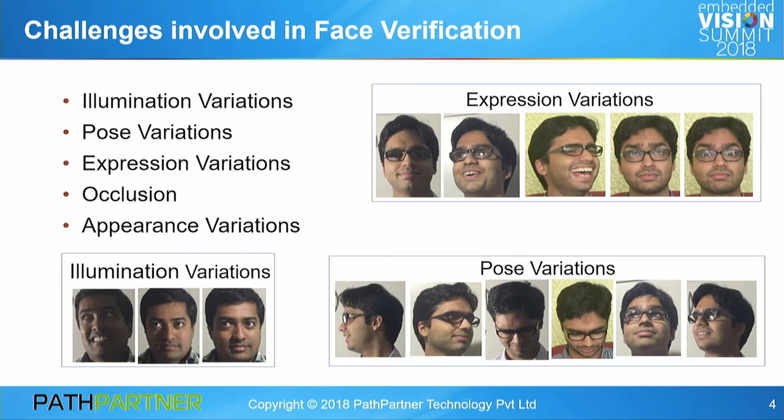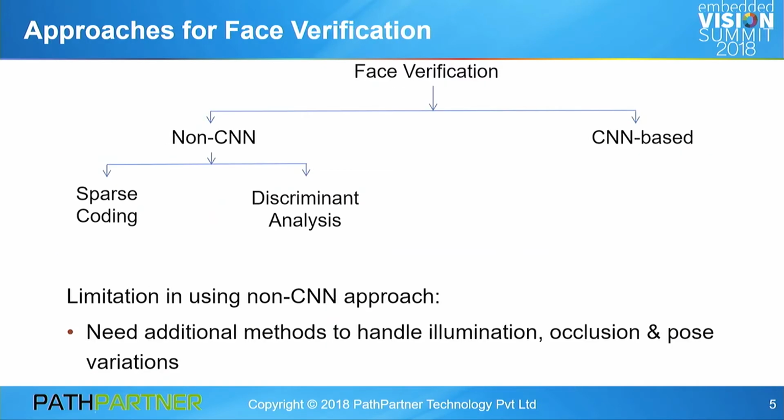Now, to do this, what are the approaches typically involved? I can choose either a non-CNN-based technique or a CNN-based approach. In the non-CNN-based approach, typically sparse coding and discriminant analysis-based techniques are used. However, if we want to handle the challenges I have listed previously, I need additional methods, which bring in some computational overhead. So we recommend using CNN-based approaches for the face recognition problem.